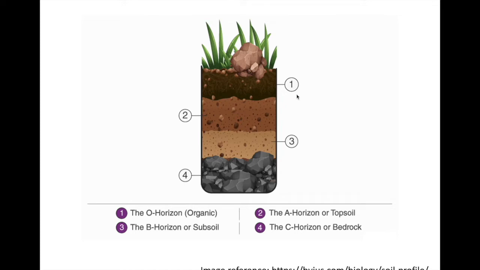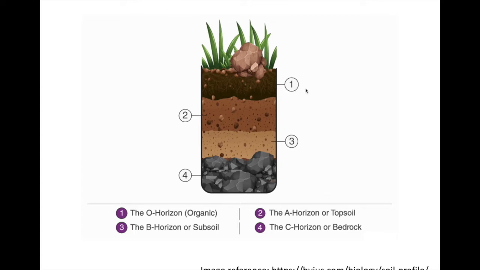Why? It's all about aeration. Aeration means that the oxygen is able to go through, or to pass through. So basically, the microorganisms are highly concentrated in this first and second layer of the soil. So this is the soil profile.